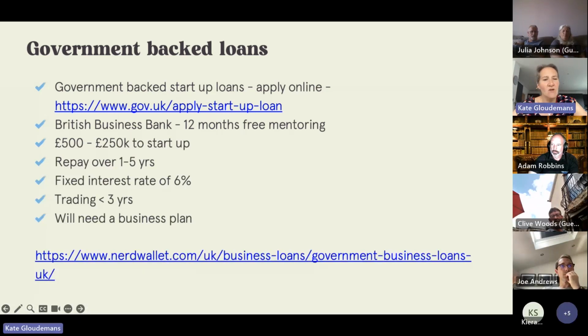You can borrow, I put £500 to £250,000, and you can repay it over 1 to 5 years. It's a fixed rate of interest, and effectively the government is backing the risk, because you as a startup, the government is backing those loans. And you have to be trading less than 3 years. After that, you're not considered a startup, and you will need a business plan. So this other link that I've got in here, if you click on it, it can give you different suppliers that can provide this business loan.